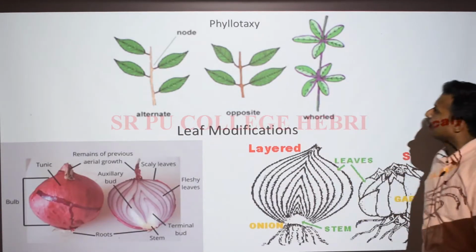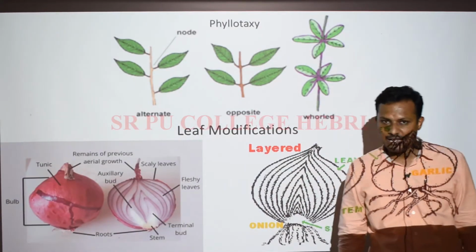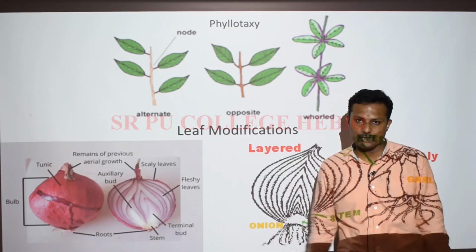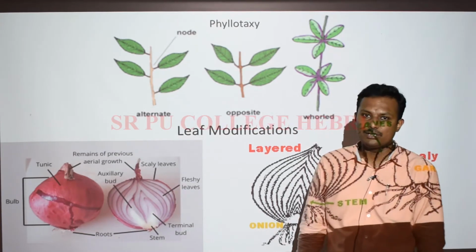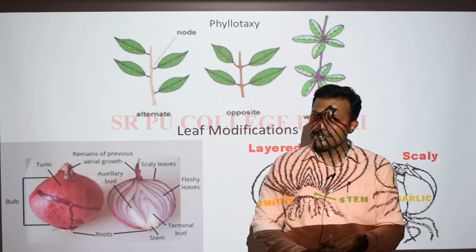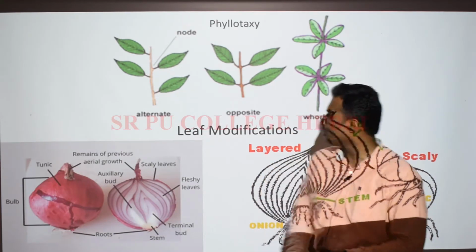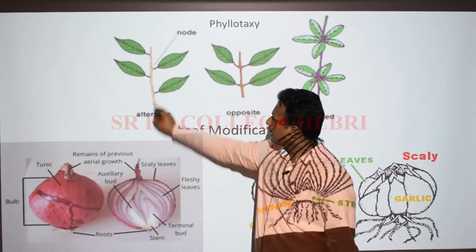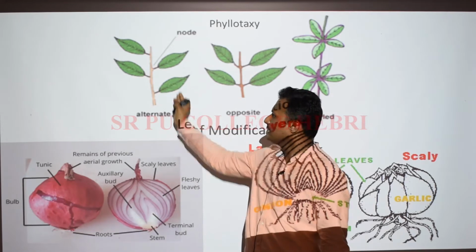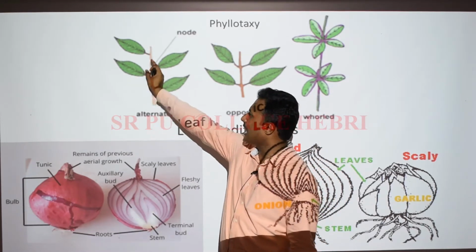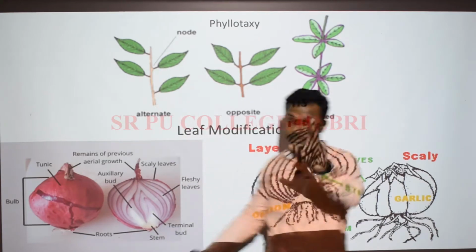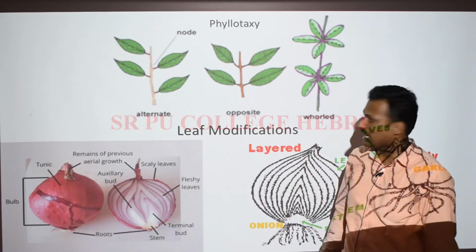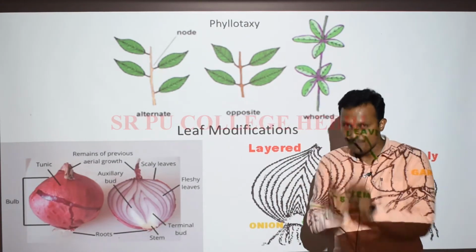Next, see here, phyllotaxy. What is the definition of phyllotaxy? Yes, arrangement of the leaves on the axis of the stem. It is called phyllotaxy. Three different types of phyllotaxy you have learned in this chapter. Which are those? Alternate, opposite and whorled phyllotaxy. See, alternate means here one node is there, here one node and node. So if this node is having the leaf on this side, the next node will have the leaf on the opposite side, and this one on this side and this one on that side. Alternate phyllotaxy.